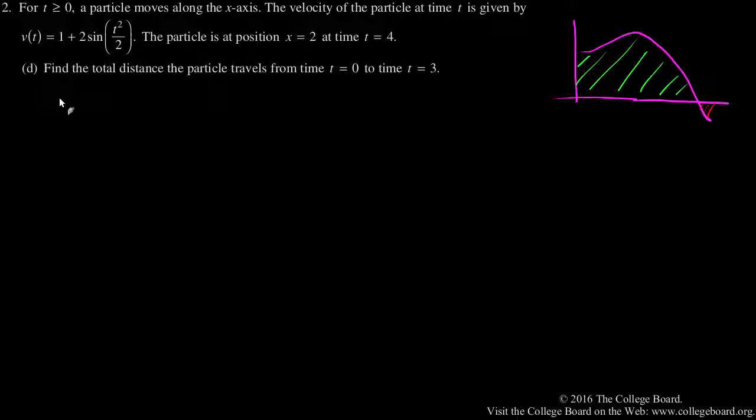So the distance will equal the integral from 0 to 3 of the absolute value of v of t dt. Now I could, if I wanted to, split it into two integrals, find the integral from here to here, then change the sign of this and find the integral from here to here, and add it up. If I did not have a calculator, that would be the way I would do it. But since I have a calculator, I'll just type this in.